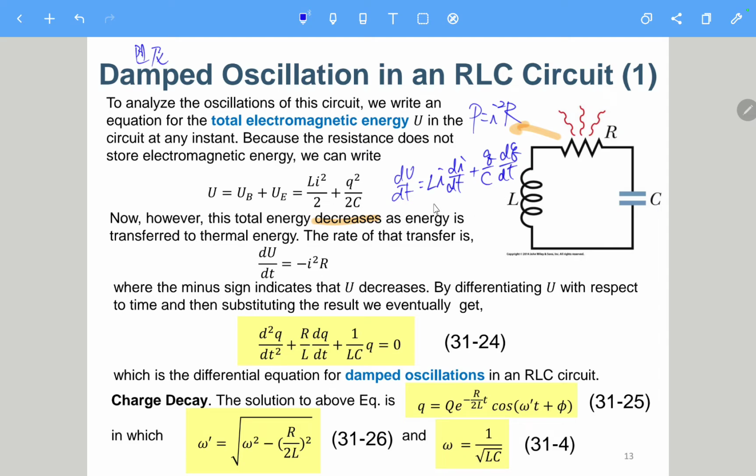So the right sides of both equations equal each other. So we have L i di/dt plus q over C, and then dq/dt, which is actually i, equals negative I squared R. So we can just cancel one i. Yeah, i and i can be cancelled. Then we move this term to the left side, and this is di/dt, and also we have i equals dq/dt.